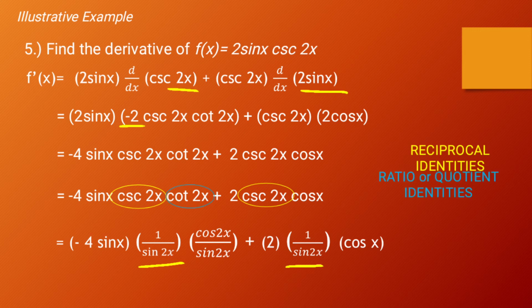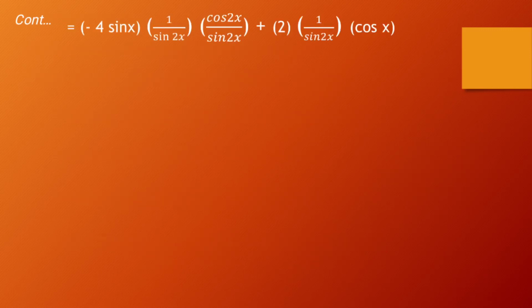And then for the cotangent 2x, we're just going to use the ratio or quotient identities. So we have cosine 2x over sine 2x. That's why we have negative 4 sine x times 1 over sine 2x times cosine 2x over sine 2x plus 2 times 1 over sine 2x times cosine x. And let's just continue the process.